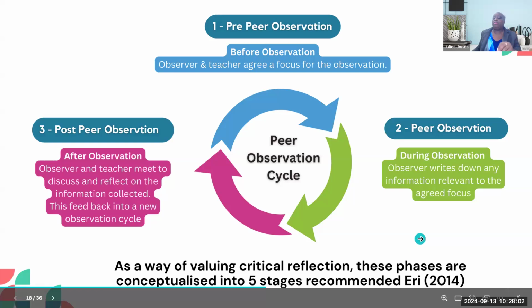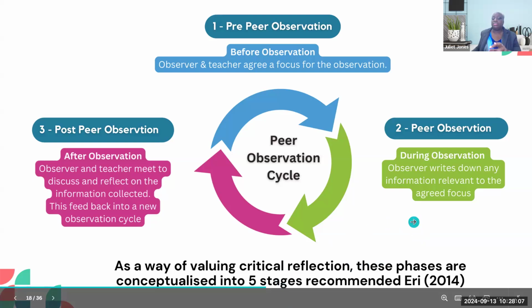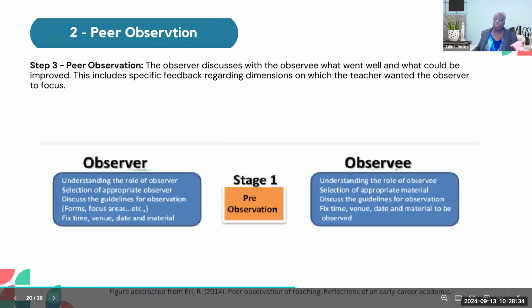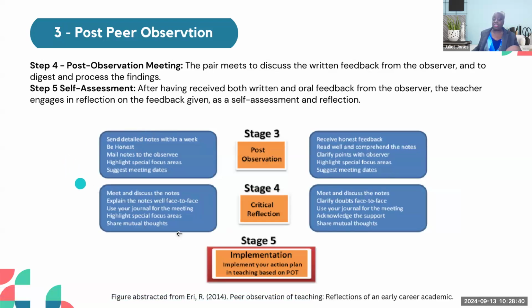So as a way of valuing critical reflection, these phases are conceptualized into stages recommended by ERI 2014. All right, so we just talked about that, where you have step 1, reflect. How can I improve my practice? What have I been seeing in some of the course reviews coming from my students? We have the pre-observation meeting, the actual peer observation, post-observation meeting, and then more reflection.